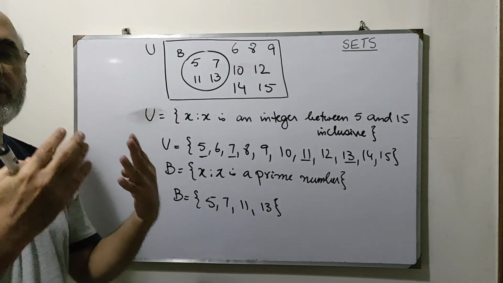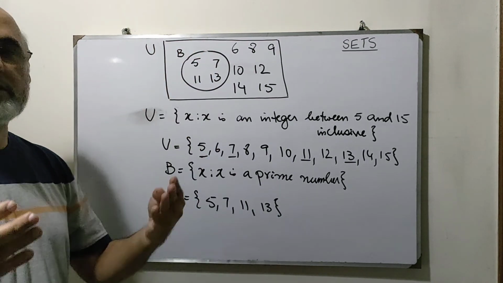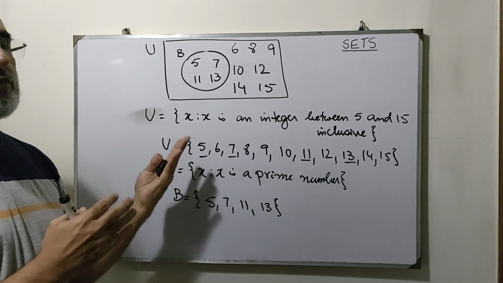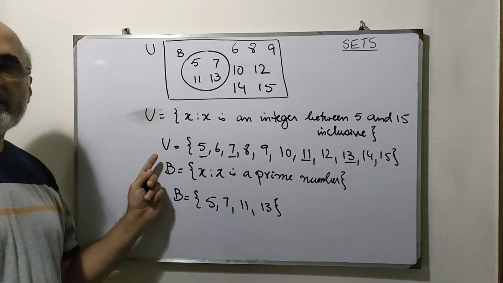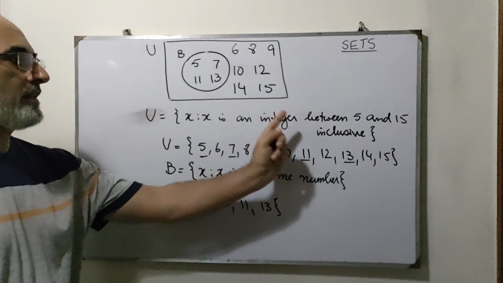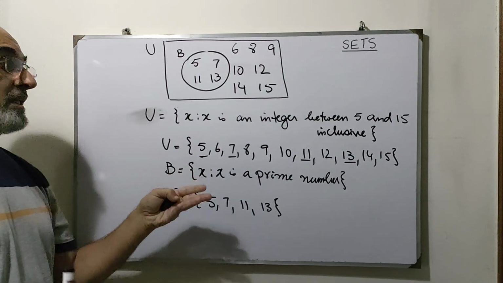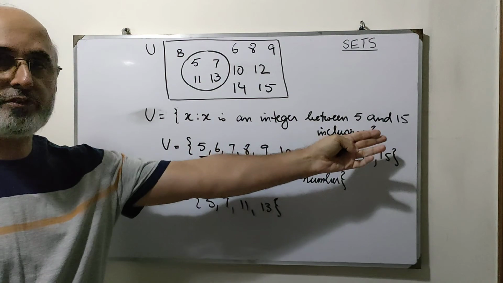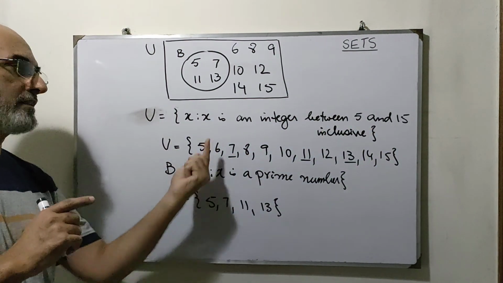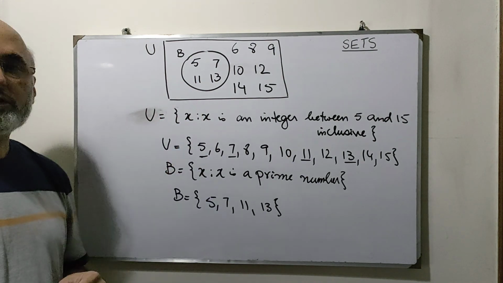So we can have the idea of what I meant by saying all the other sets are subsets of a universal set, because when I took this as a universal set, I said integers between 5 and 15 inclusive, and then I said B are prime numbers. It is a set of prime numbers between 5 and 15, but it's a subset of this universal set. Okay, and I have represented it through a Venn diagram.